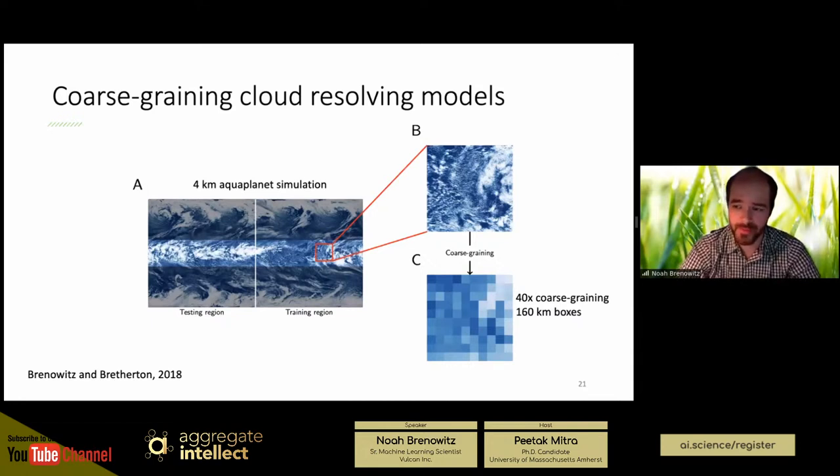And so we set up a coarse graining problem of a 4 kilometer global cloud resolving model simulation occurring over an aquaplanet, here shown. And this just shows the zoom in of this 4 kilometer simulation. Then we coarse grained that simulation 40 times over to 160 kilometer grid boxes, which is more the resolution of a climate model. And we attempted to train a parameterization with the inputs and outputs I showed on the previous slide using this coarse-grained data.